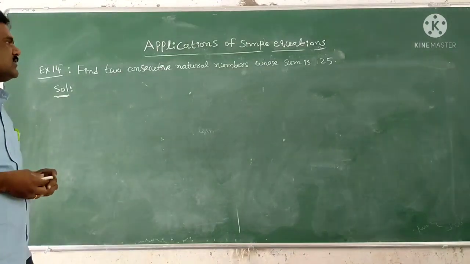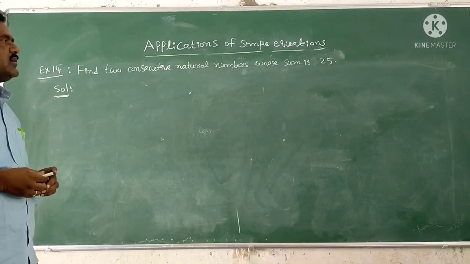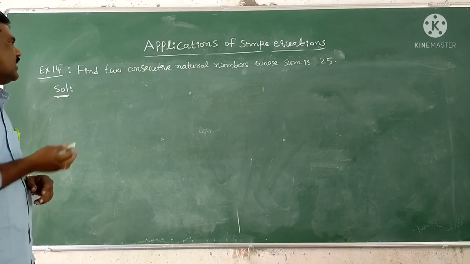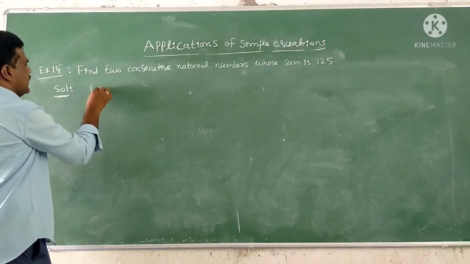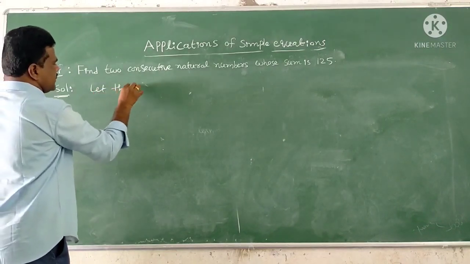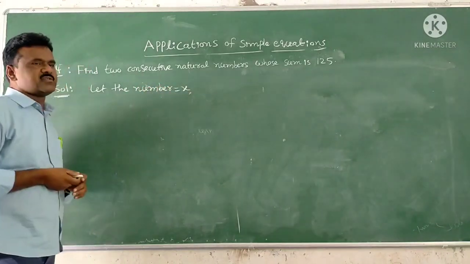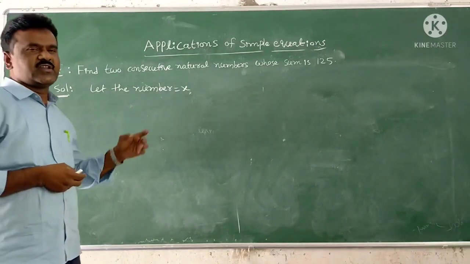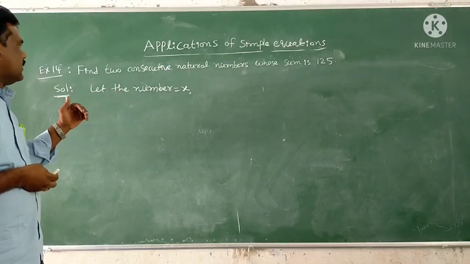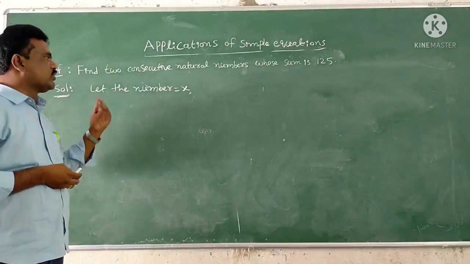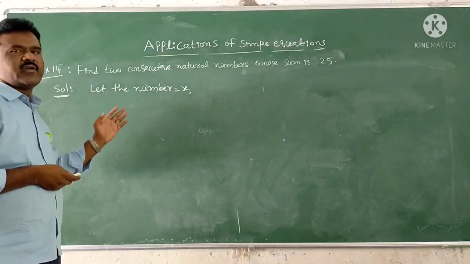Second step: denote the unknown quantity by variables. Here, let the number be x. That is, the first number is x. Next, we have to find the next number, that means the consecutive natural number of x.